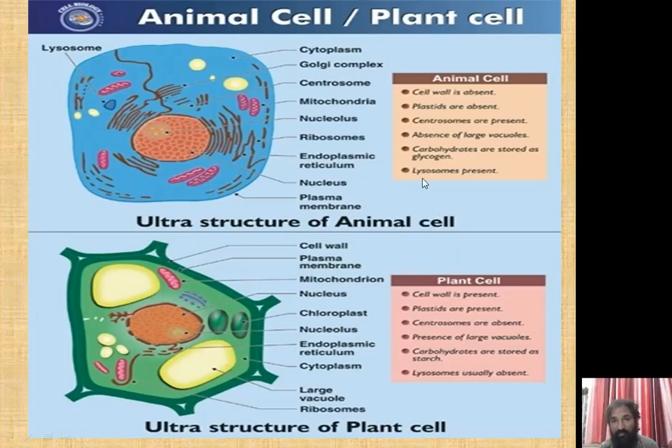Now coming to carbohydrates: they are stored in the form of glycogen in the animal cell, and in the form of starch in the plant cell. So in the animal cell carbohydrates are stored as glycogen and in the plant cell as starch. Now coming to the lysosomes: they are present in animal cells and usually absent in plant cells. So these are some differences or comparisons between the animal cell and plant cell. Now coming to the next slide.